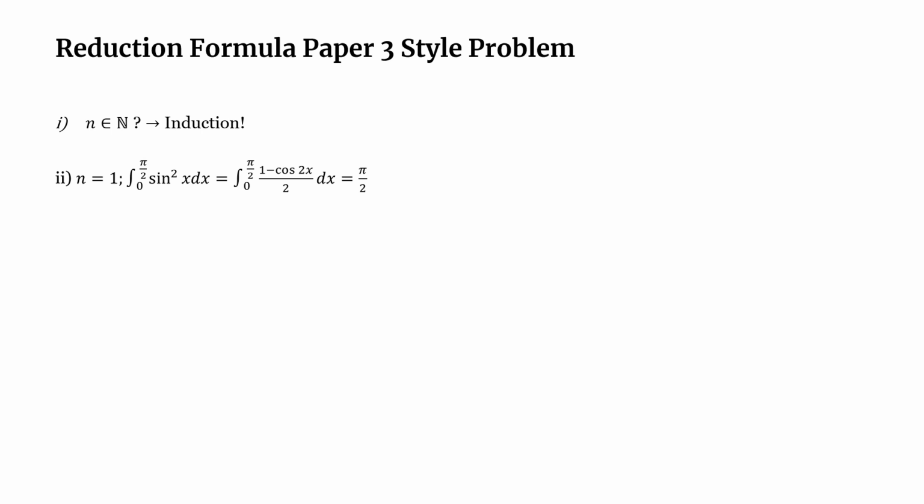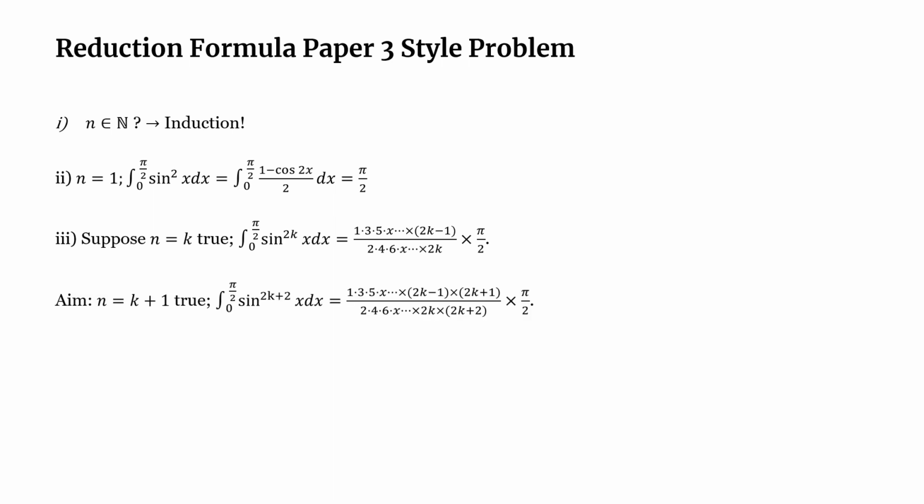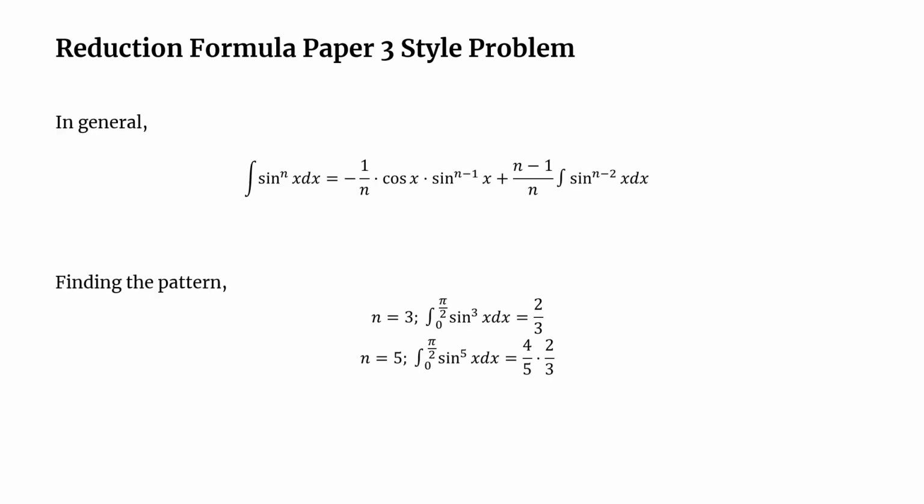Our next step is to show that the induction hypothesis implies the result to prove. For the induction hypothesis, I'm going to start with n equal to k being true. That's my inductive hypothesis, and the result to prove is the following: n equal to k plus 1 is true. For that, we are going to use the formula that we have derived. Before we attempt the definite integral from 0 to pi over 2 of sine to the power of 2k plus 2, let me quickly show you how we can use the general form of the reduction formula of sine. For sine to the power of n, if you do integration by parts twice, you realize that it can be reduced to sine to the power of n minus 2.